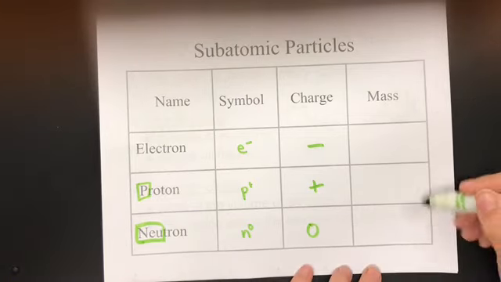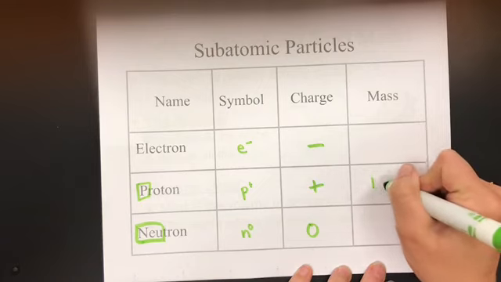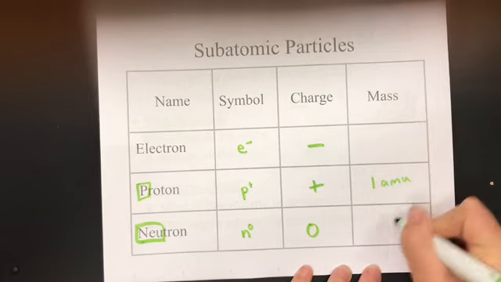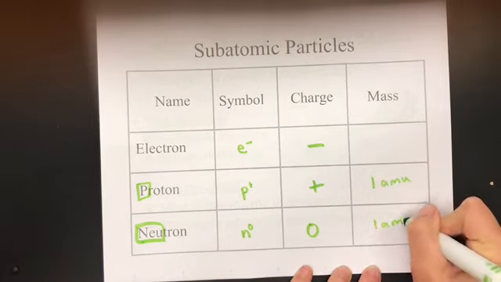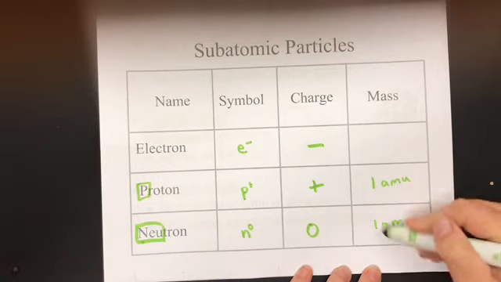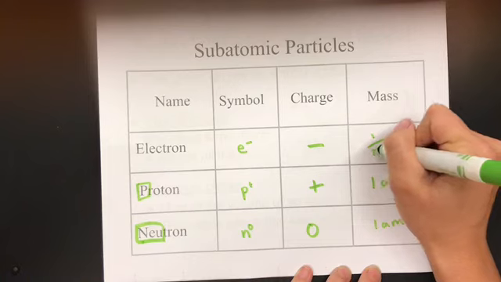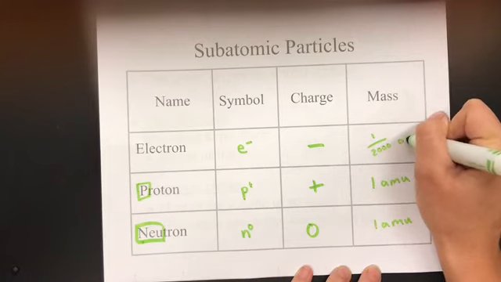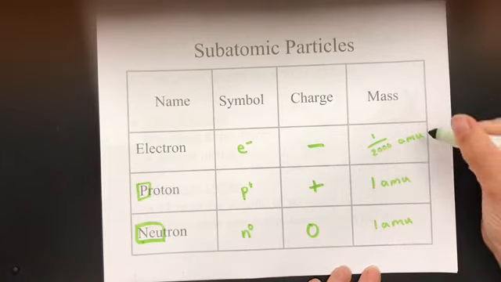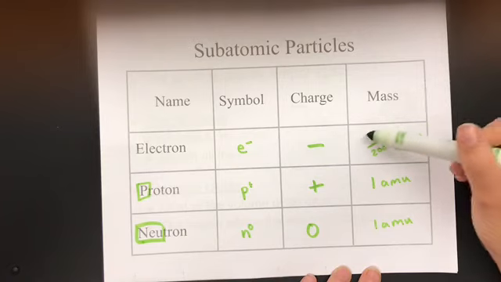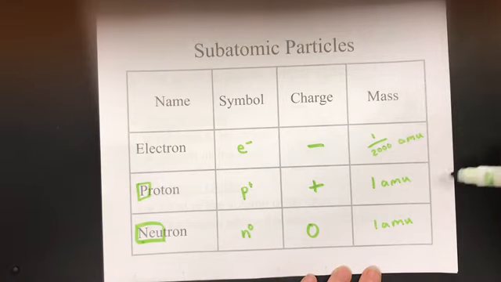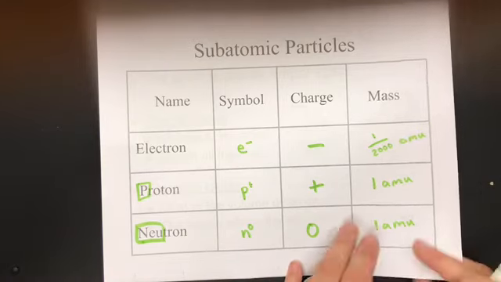Mass, the main thing you need to know about this is that your protons are 1 AMU and your neutrons are 1 AMU. They are exactly the same. The electron is super tiny. So they're roughly 1 over 2,000 AMU. So when it comes to mass of an atom, they don't even look at the electron because it's so small compared to the other two. Okay?